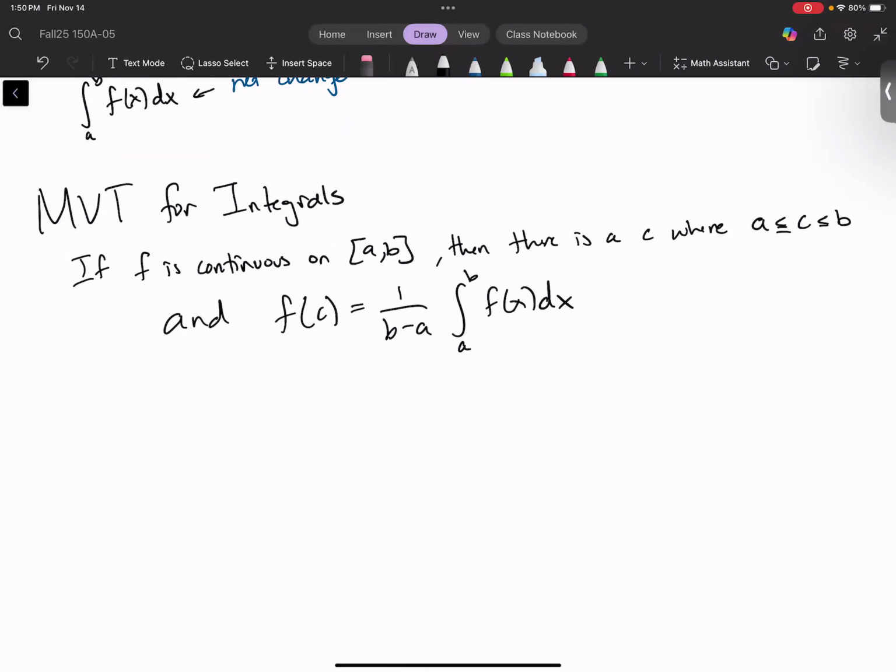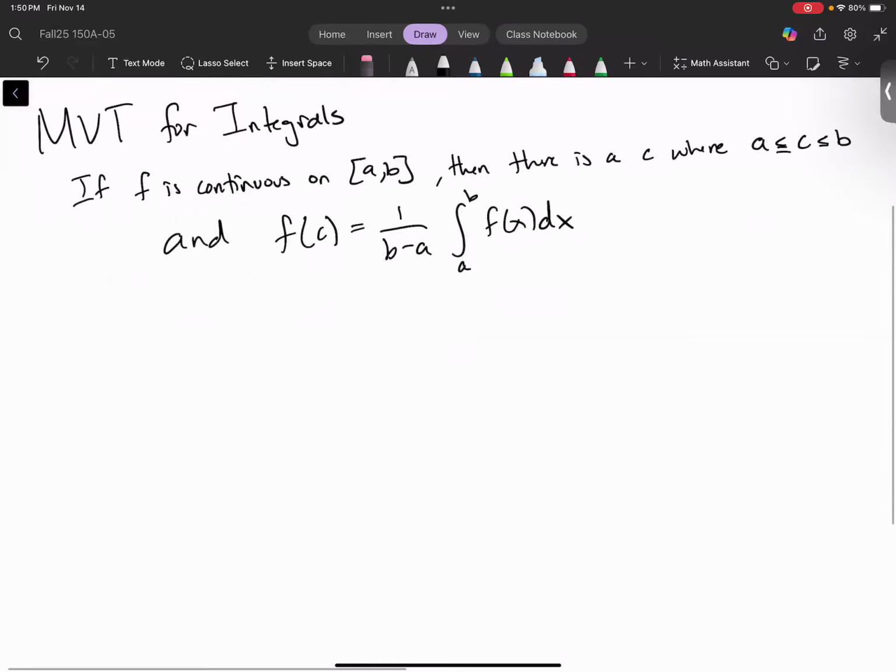I pointed it out on the examples we did where the average value was actually a y value in the interval, but this is actually always true. So it's kind of crazy. So let's go ahead and try to use this. If you want to see the proof, you can check out the textbook. It's pretty quick.